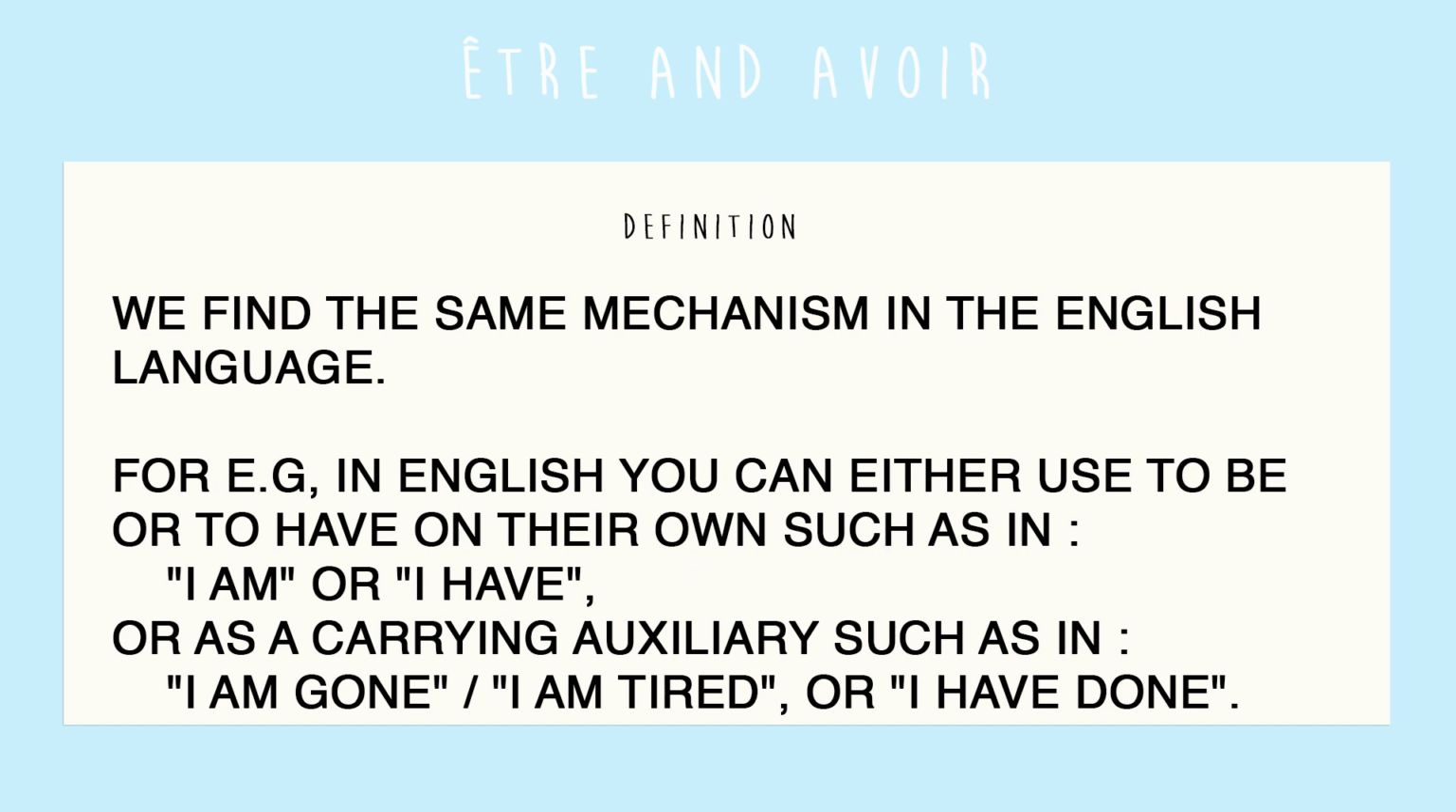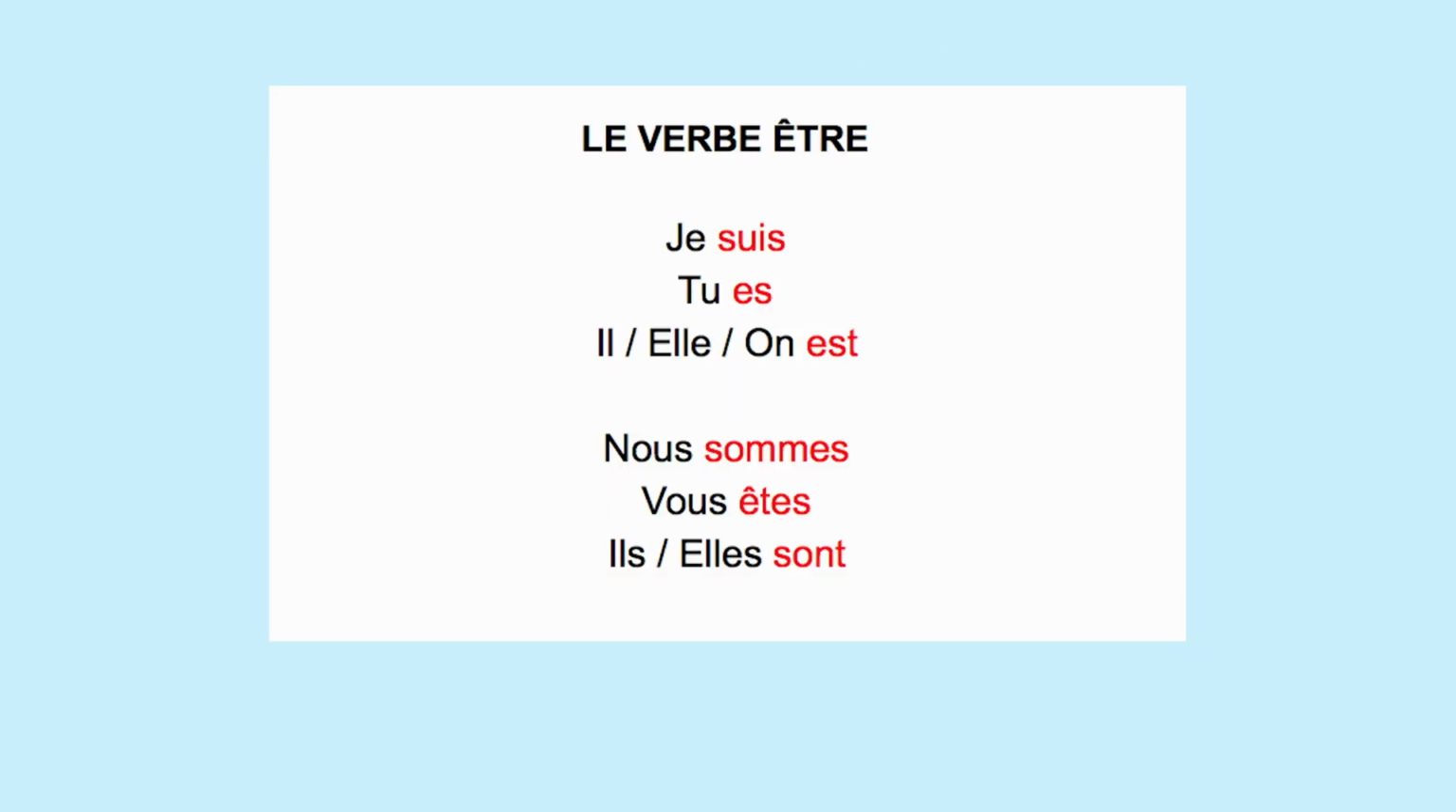For example, in English, you can either use to be or to have on their own, such as in I am or I have, or as a carrying auxiliary, such as in I am gone, I am tired, or I have done. Remember this dual function of auxiliary and verb for être and avoir.